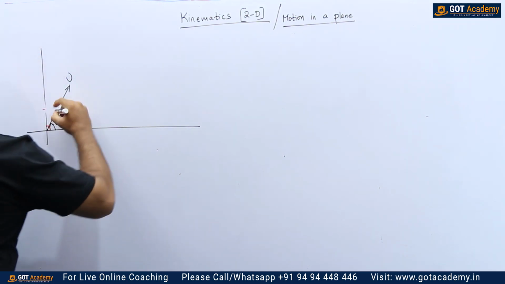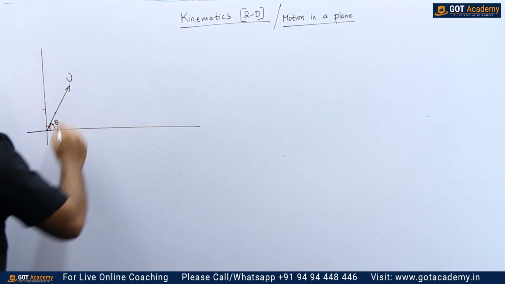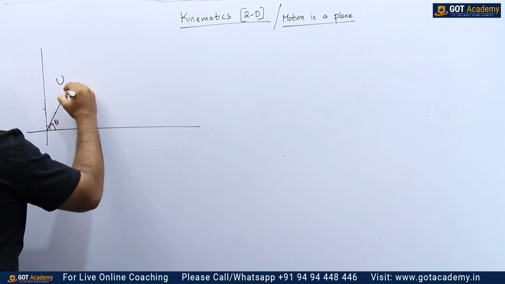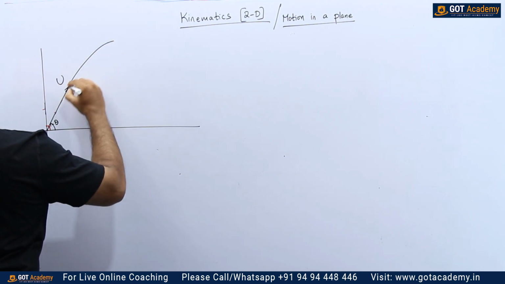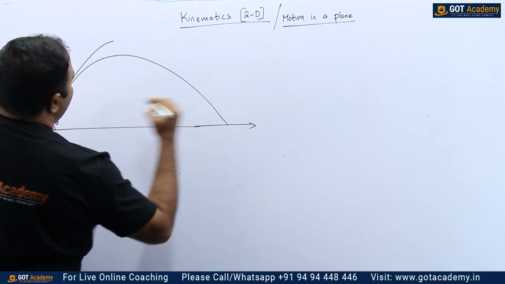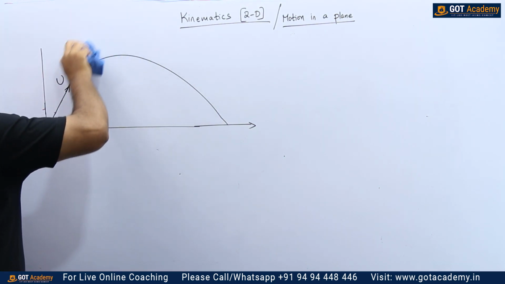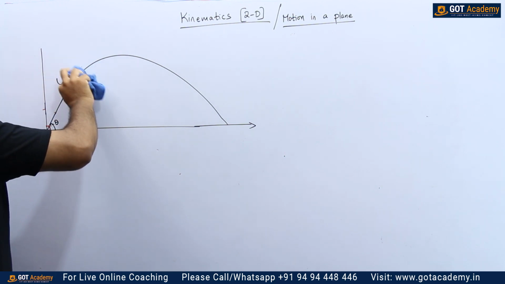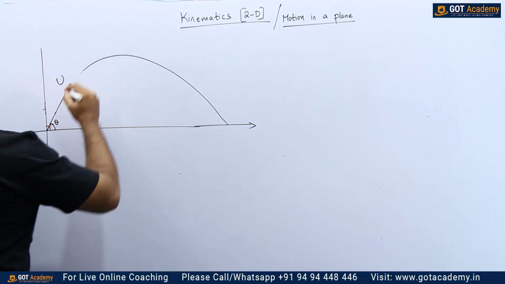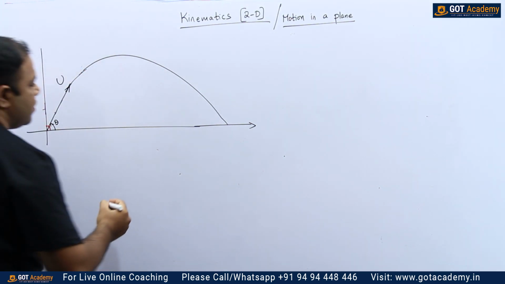Like this. So now we are throwing a body with initial velocity u, so it will go up like this and then it comes back. So now it is following a parabolic path. Okay. So in order to say it is following a parabolic path, I have to make a proof of this by using mathematical equations.